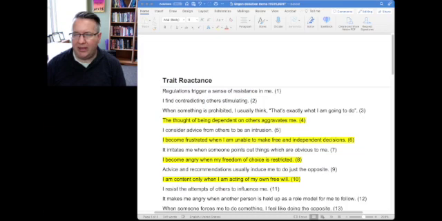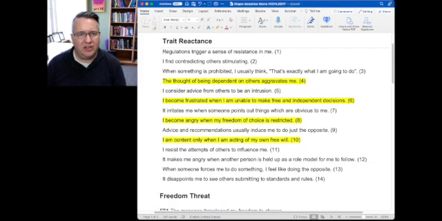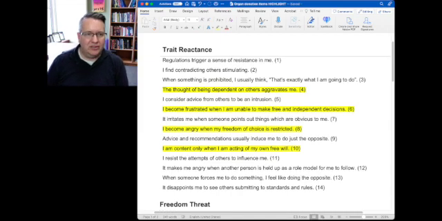And if we go back to the survey, I took the liberty of highlighting the items that were performing not so well so that we could ask ourselves what we think is going on. So the four items in the trait reactance scale that weren't behaving very well: the thought of being dependent on others aggravates me. I become frustrated when I'm unable to make free and independent decisions. I become angry when my freedom of choice is restricted, and I am content only when I'm acting of my own free will. Perhaps those items represent something of a sub-factor in this scale.